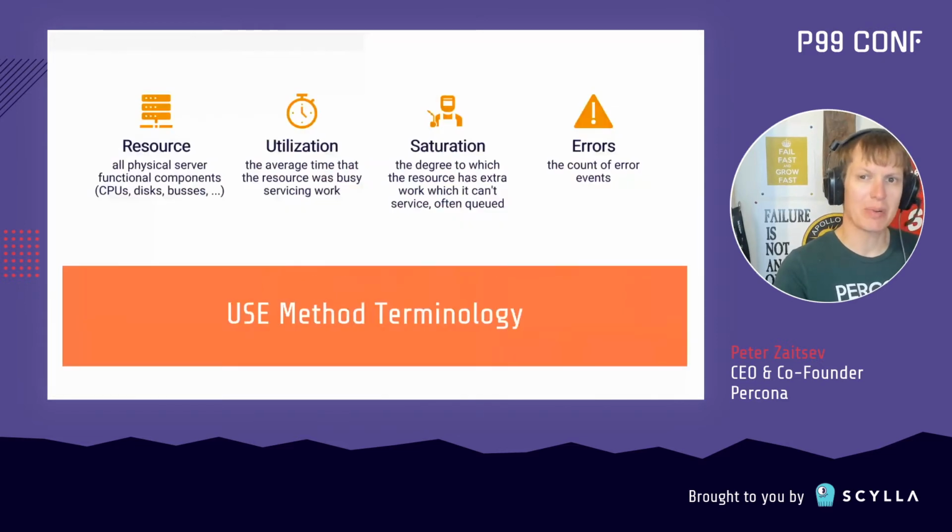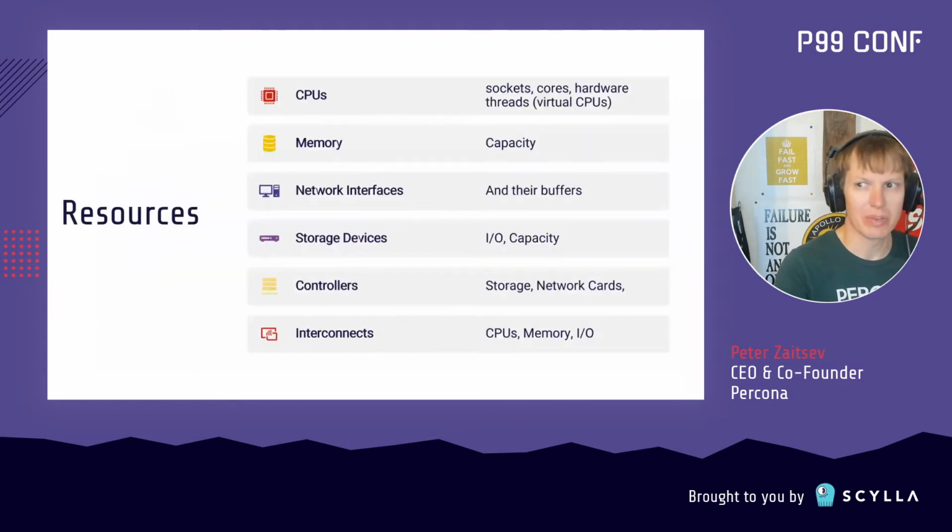Resource pretty much corresponds to all the physical components. Utilization corresponds to the time that resource was busy doing productive work, and saturation corresponds to the queue, how much work was available that the resource couldn't get to. And obviously errors is the count of errors and events.